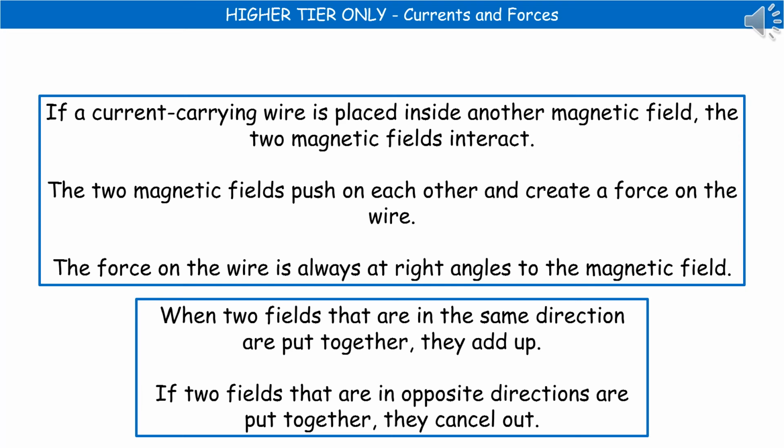So for those of you doing the higher tier, if a current carrying wire is placed inside another magnetic field, then those two magnetic fields will interact. So they push on each other and create a force on the wire. And that force is always at right angles to the magnetic field. So when two fields are in the same direction, then they add up, and if two fields are in the opposite direction, then they cancel each other out.